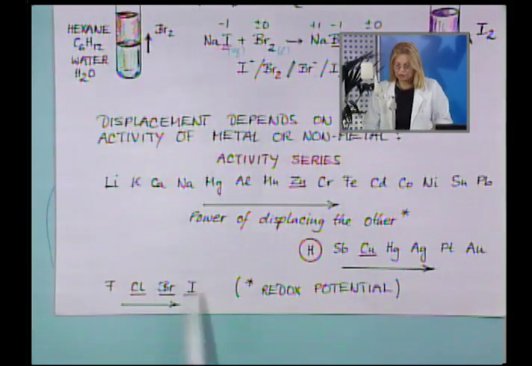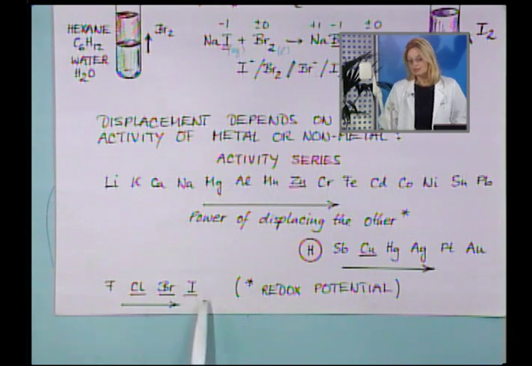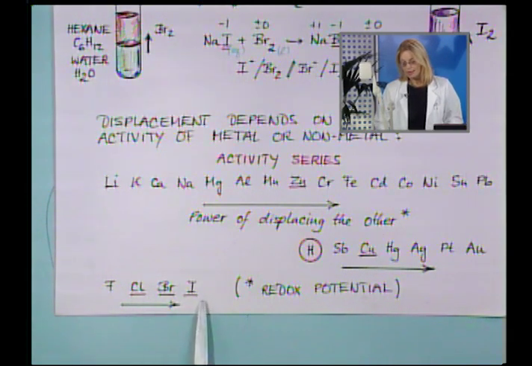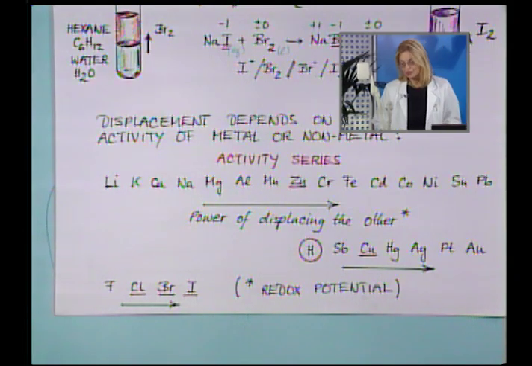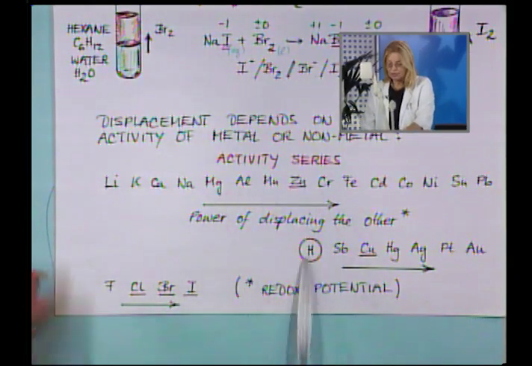Now look here, we also have an activity series for the halogens, and we have already learned that iodine is less active than bromine, and bromine is more active than iodine, chlorine more than bromine and iodine, and fluorine would be the most reactive halogen. These are listed according to the so-called redox potentials that can be measured and then lined up in a table.